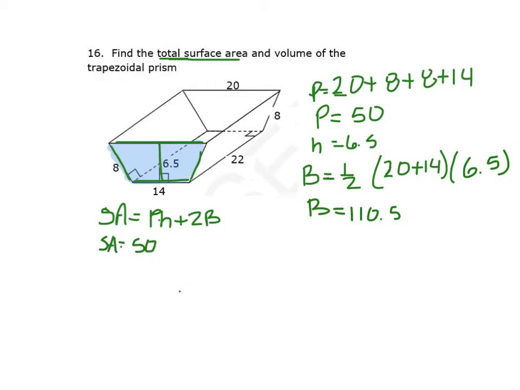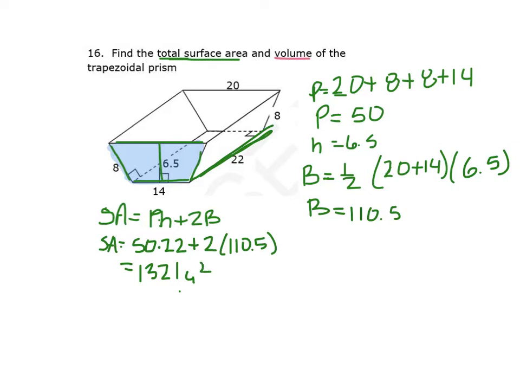So when we substitute all these in, we get our surface area is going to be equal to 50, because that was our perimeter. Now this height is referring to the height of the prism. So that's going to be 22. Plus 2 times the area of the base, which is 110.5. We type all of that into the calculator, and we get a nice number, 1,321, and this would be units squared.